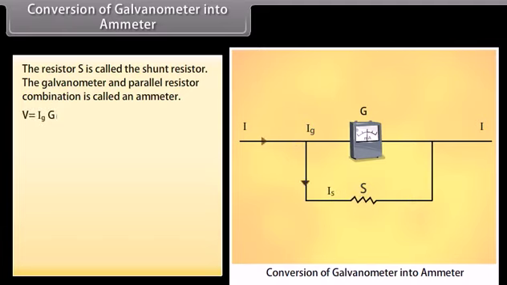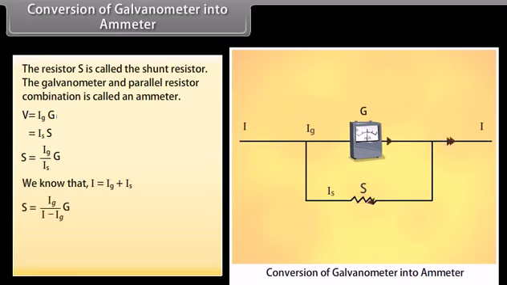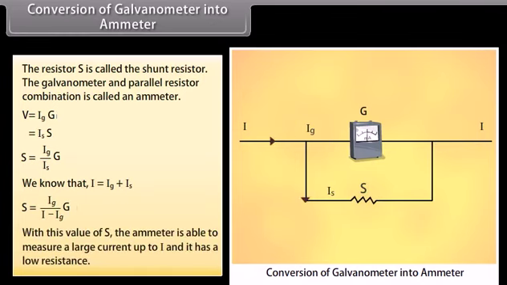V is equal to the product of Ig and G, or V is equal to the product of Is and S. On equating both above equations, we get the value of S is equal to Ig upon Is into G. We know that I is equal to Ig plus Is. Hence, the value of S is equal to Ig upon I minus Ig into G. With this value of S, the ammeter is able to measure a large current up to I, and it has a low resistance.